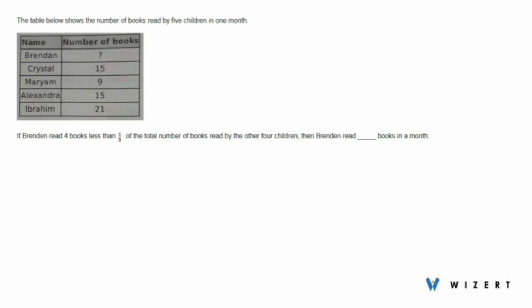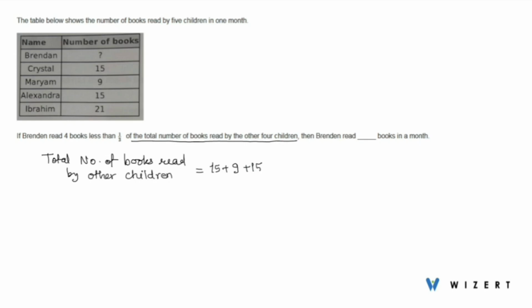So let's first calculate what is the total number of books read by other 4 children. Total number of books read by other 4 children. It is nothing but 15 plus 9 plus 15 plus 21. Now 15 plus 15 is 30 and 9 plus 21 is again 30. So total number is 30 plus 30, which is 60.